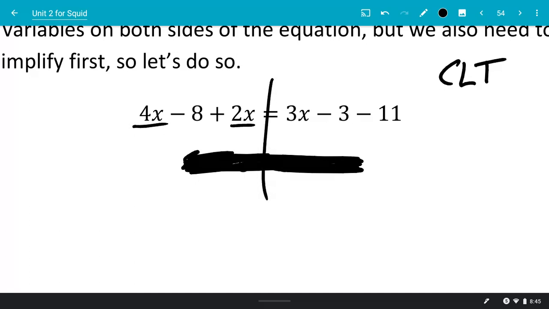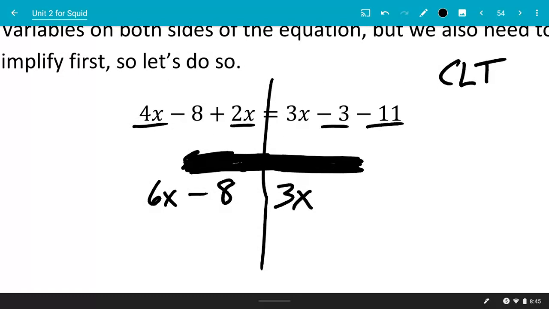When you're CLT-ing, start with just dealing with one side of the equation. So 4x plus 2x is 6x, minus 8 equals 3x. Those numbers or constants are like terms. They don't have a variable. So that's minus 14.